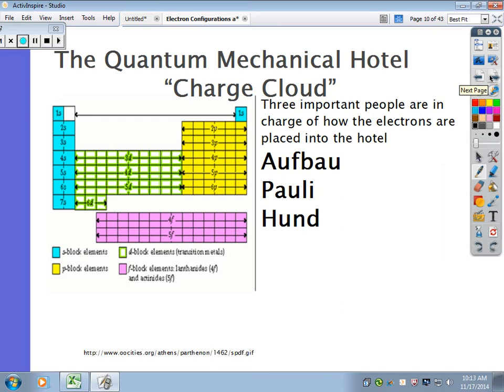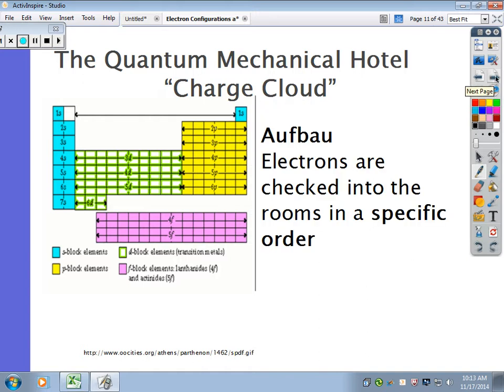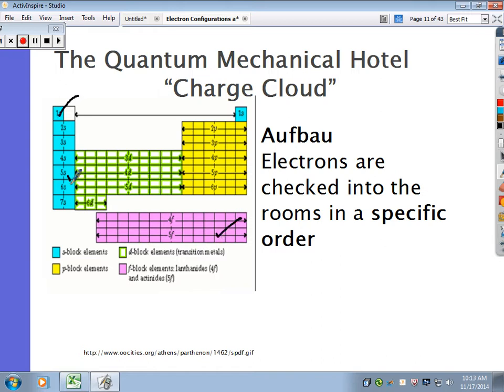So, there are 3 key people that are in charge of this hotel: Aufbau, Pauli, and Hund. They talk about how they check electrons into these rooms or orbitals. So, Aufbau says that you need to follow a specific order. You can't just put an electron here, an electron here, an electron here. You need to actually physically follow a specific order. And that order is going to be us starting off at a certain point in a hotel and walking along in a specific order to drop electrons off in different areas.